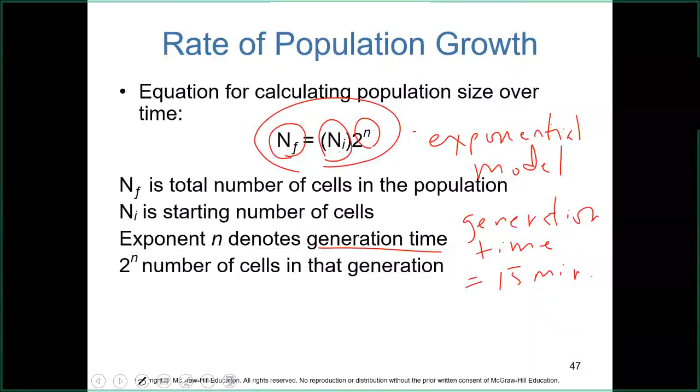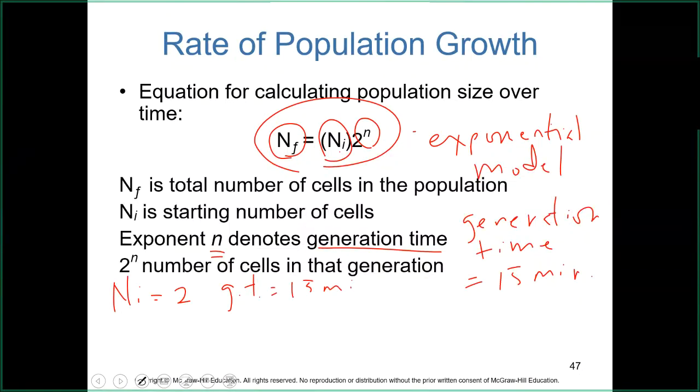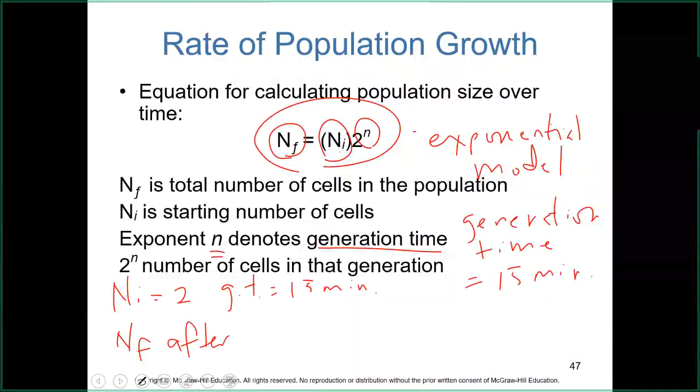So that one's growing slower. So N here is the number of those generation times that have elapsed over the time into the future that you're projecting. So let's say N sub I is 2. And let's say the generation time is 15 minutes. We want to know what N sub F is after 2 hours. What is N sub F after 2 hours?